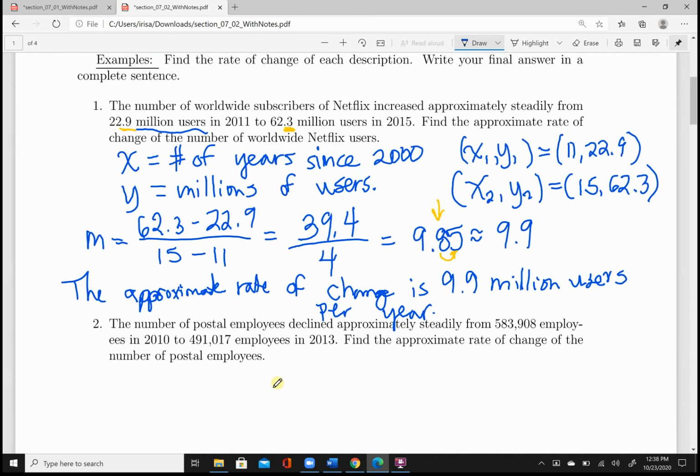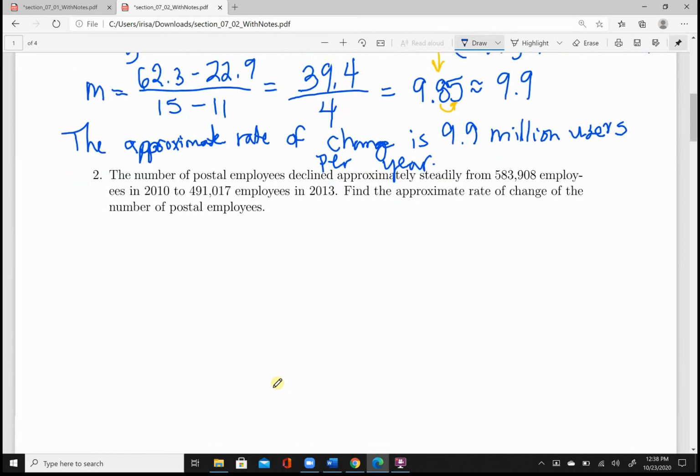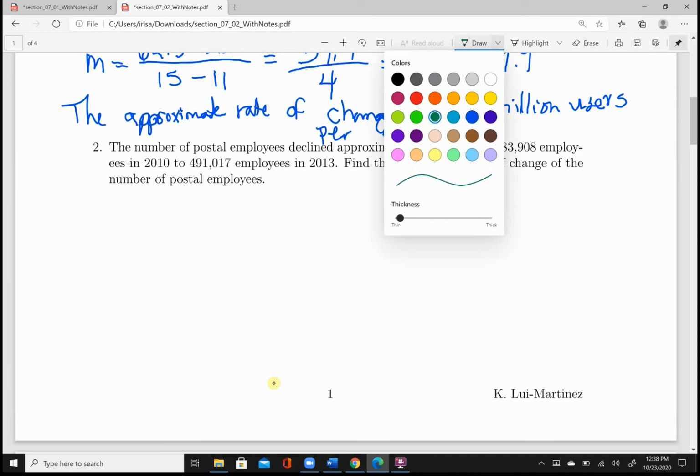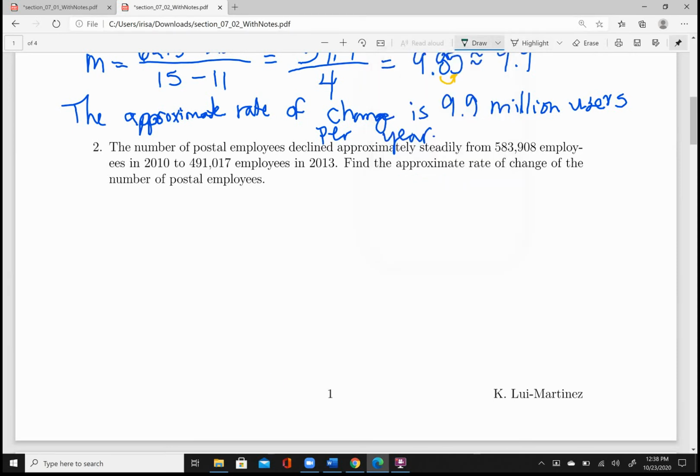Let's do this same type of thing, but with a different scenario for number 2. And I'll change the color here to this dark green just for fun. Here's number 2's prompt in its entirety. The number of postal employees declined approximately steadily from 583,908 employees in 2010 to 491,017 employees in 2013. Find the approximate rate of change of the number of postal employees.